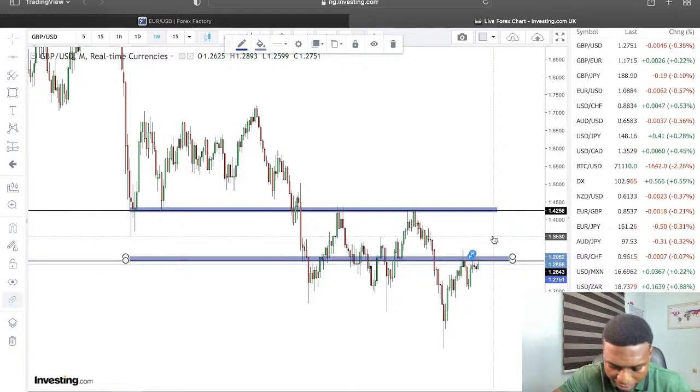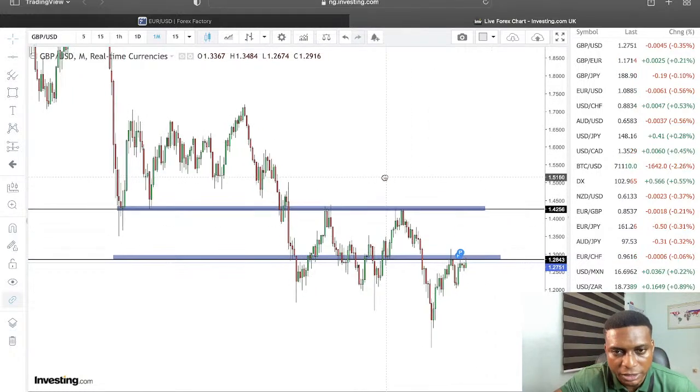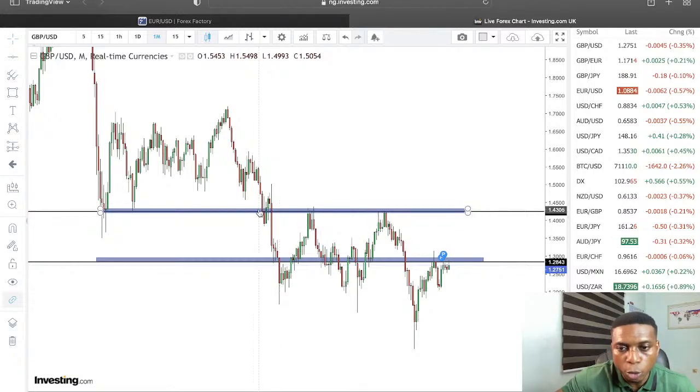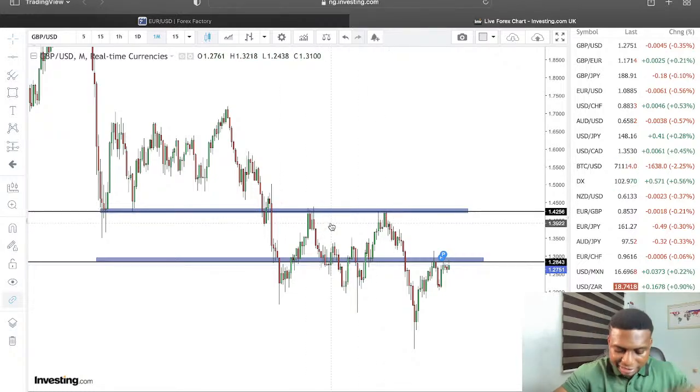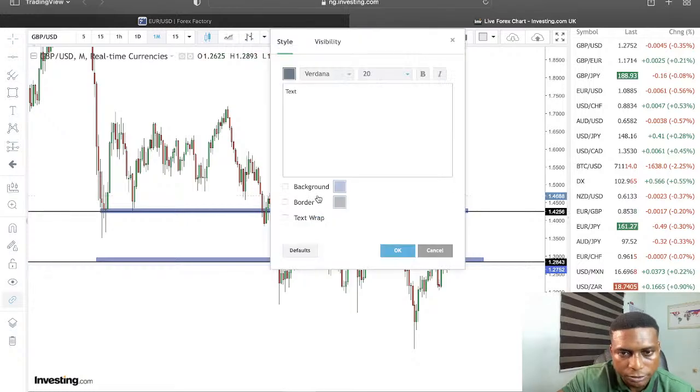Someone said, please explain demand and supply areas. Fantastic. So we are actually looking into demand and supply areas. When you look up here where we have price coming and was rejected, here is the supply area. The supply areas create the resistance zone. So this level here is the level we call the supply zone.